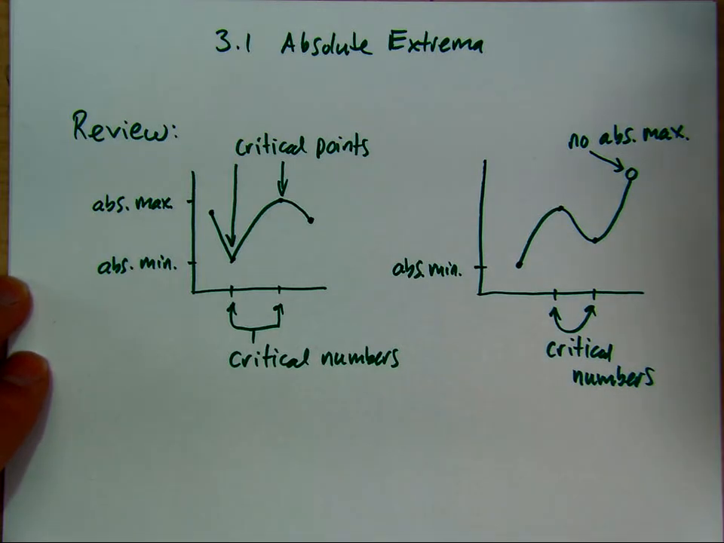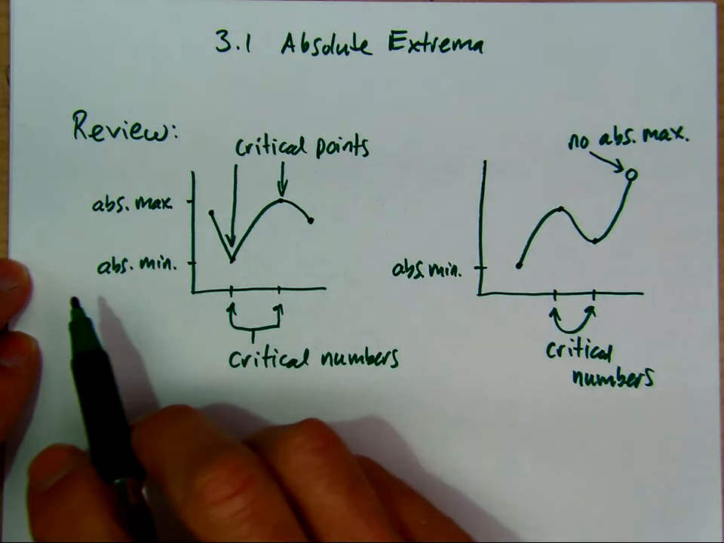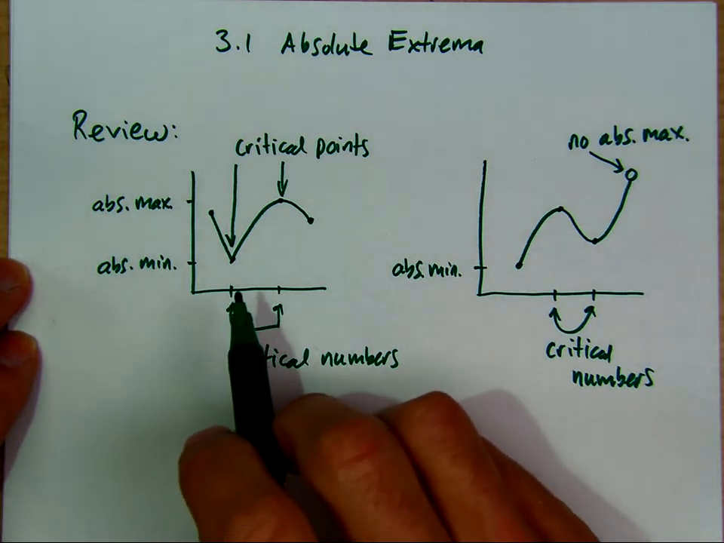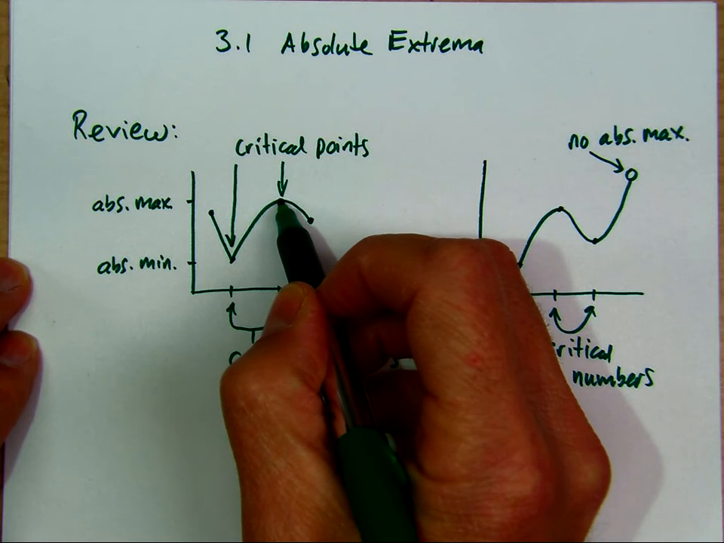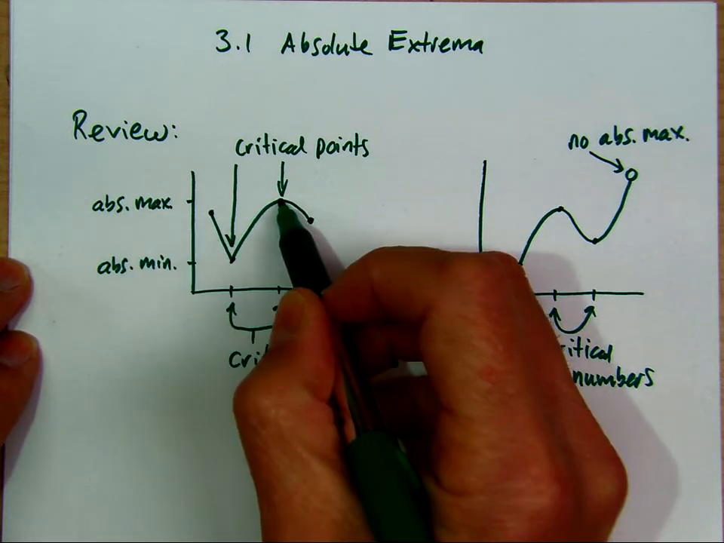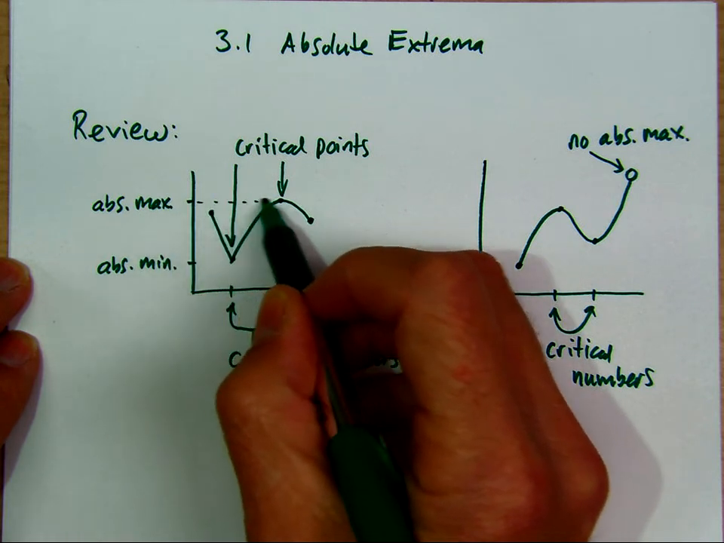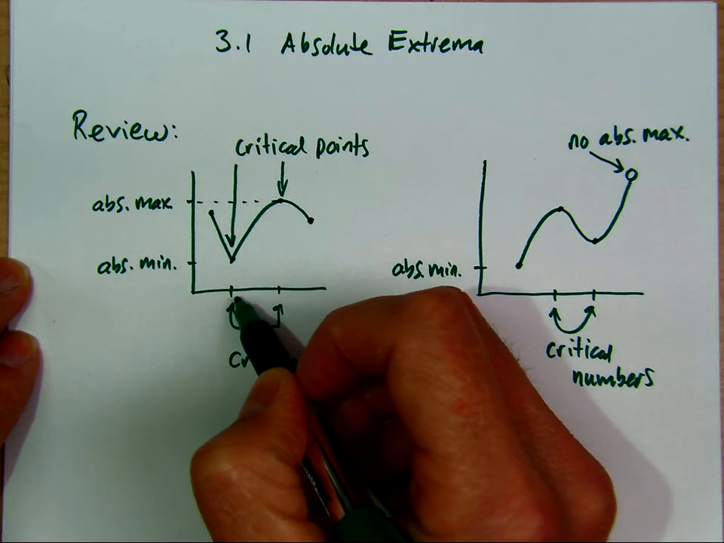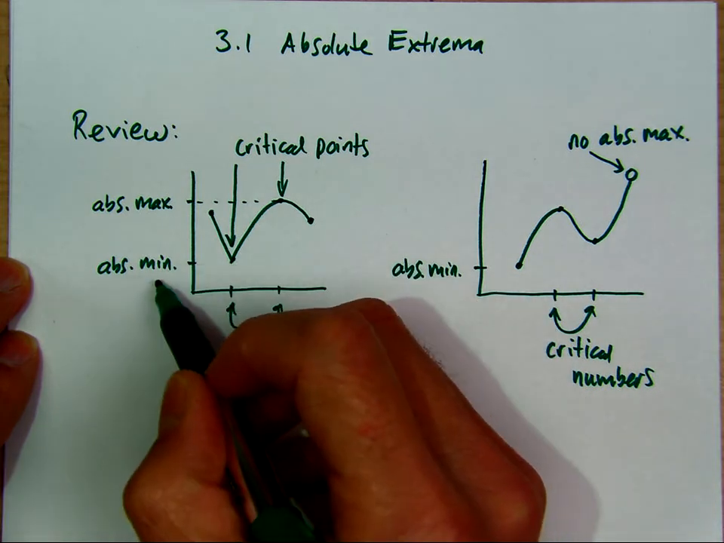All right, we're going to go over absolute extrema today, and an absolute extremum is the highest point on a graph. So we'd call this y value the absolute max because it is the highest y value on that interval. This y value is called the absolute minimum.